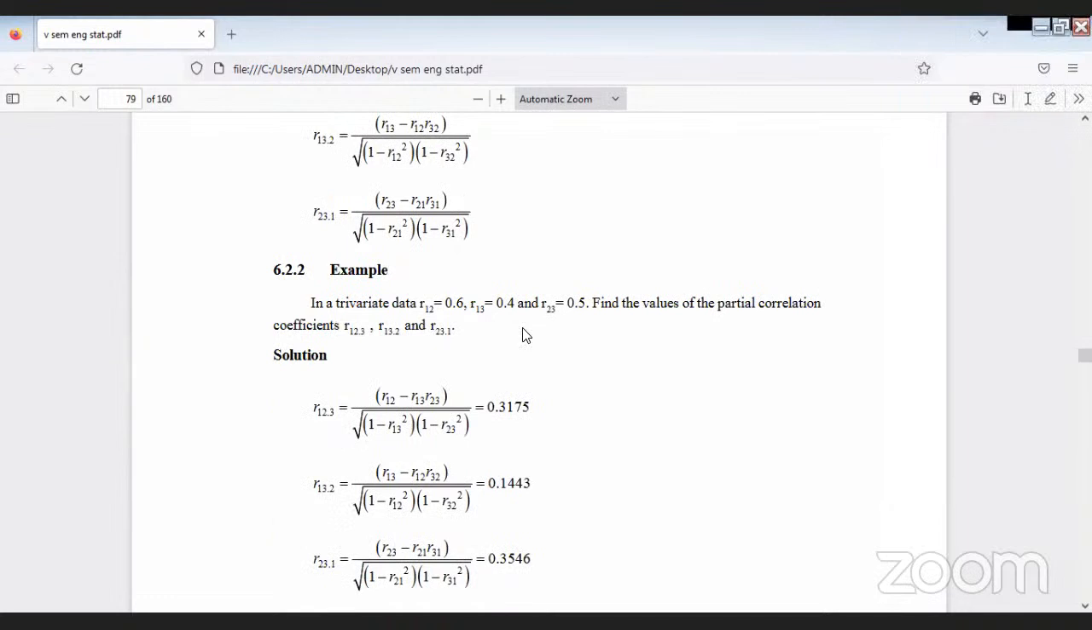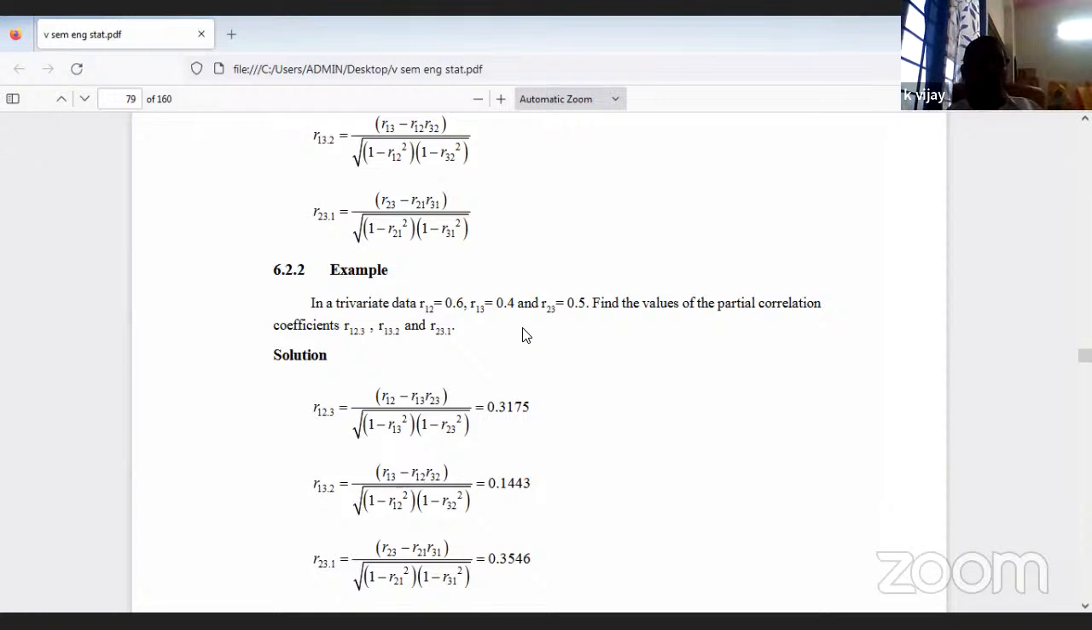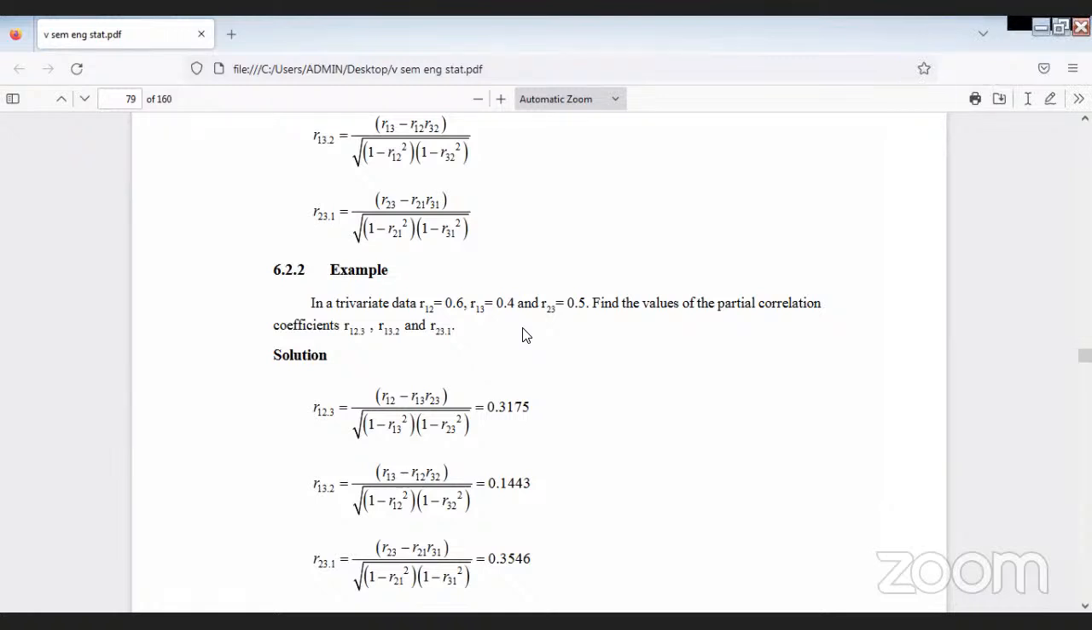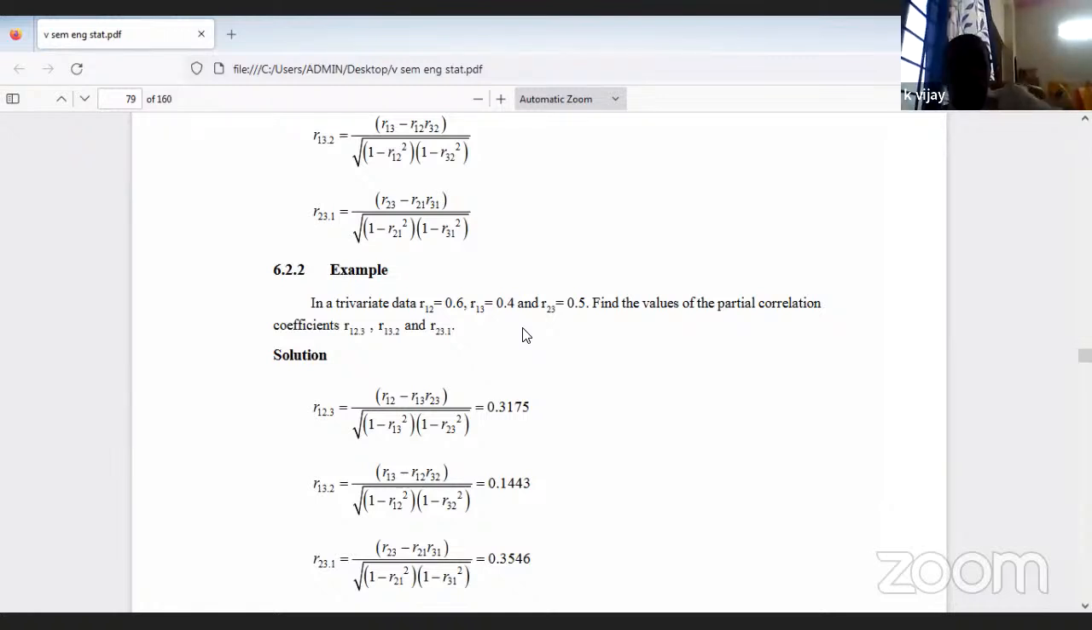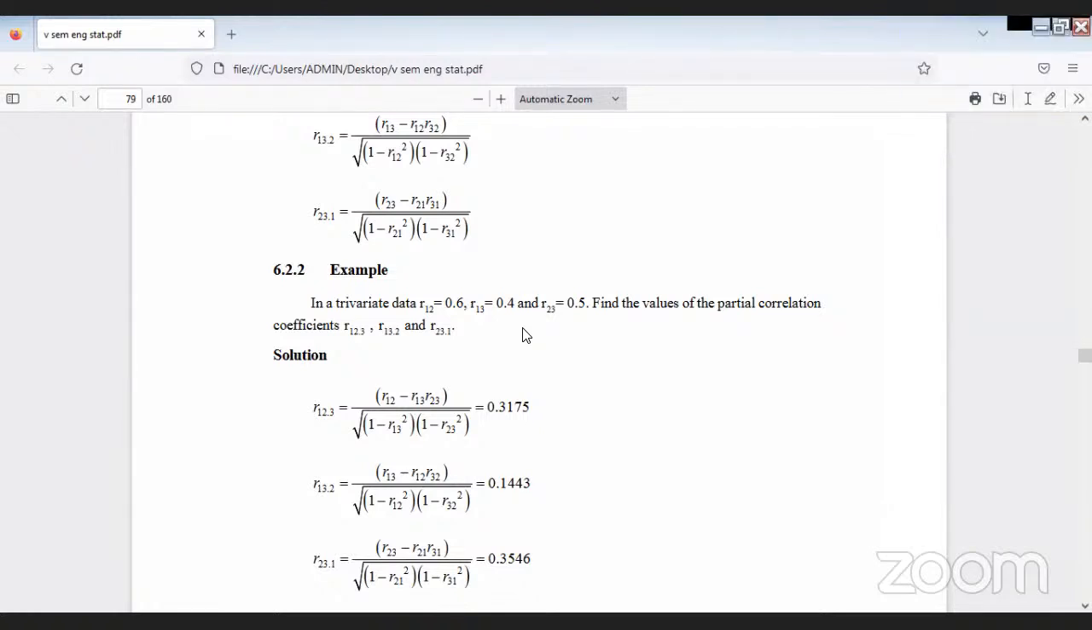So see here, in trivariate data, what is the R12 value? 0.6. R13, 0.4. R23, 0.5. What is the formula for R12.3? Substitute the values. Write down in your notebooks in class. Substitute the values in this formula, and tell me fast whether the output value is correct or not. 1 minus 0.4 whole square.